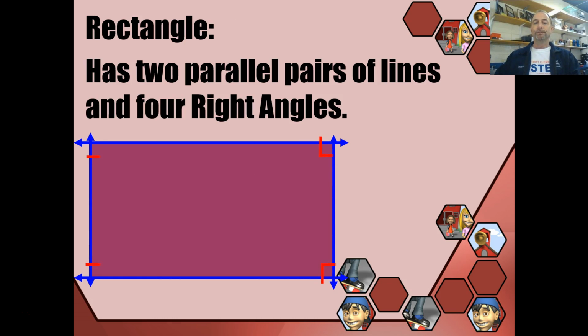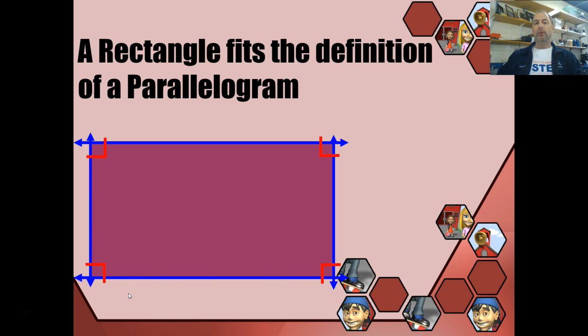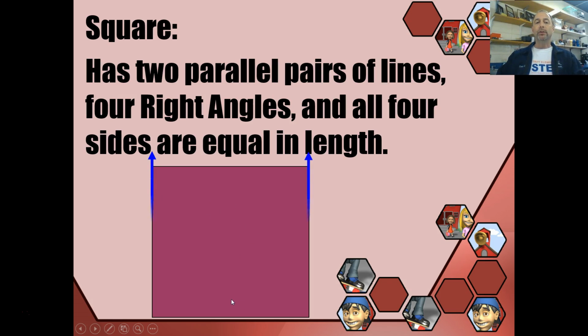This is a rectangle. A rectangle also has two parallel pairs of lines, and it has four right angles. So a parallelogram kind of leans one way or the other, versus a rectangle, which has four right angles, making it a rectangle. It is worth noting that it has two longer lines and two shorter lines. A rectangle also fits the definition of a parallelogram because it has two sets of parallel lines. So a rectangle is a parallelogram, but a parallelogram is not a rectangle because it does not have four right angles.